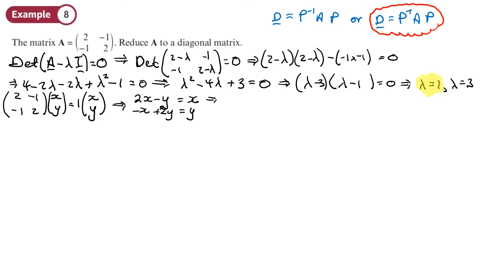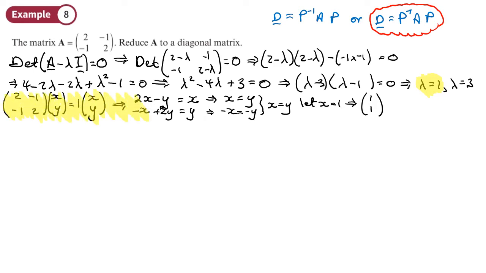So what equations does that give us? Taking away x from both sides, we get x equals y from the first one. Do we get x equals y from the second one? Let's have a look. Well, we get negative x equals negative y. So it's telling us the same piece of information, that x equals y. So if we let x equals 1, let's go for the simplest eigenvector, which is just going to be (1, 1). Okay, let's color code it. So all of this is for our eigenvalue of 1.